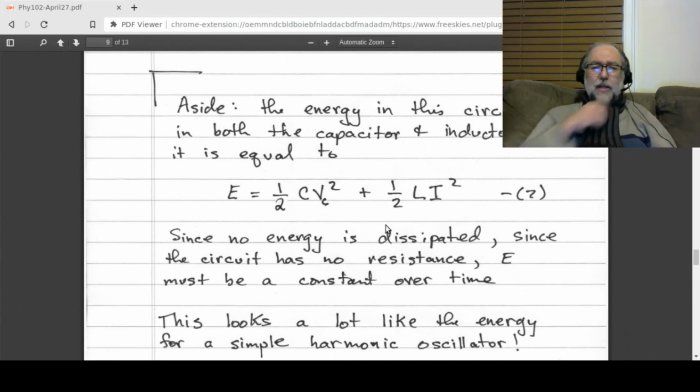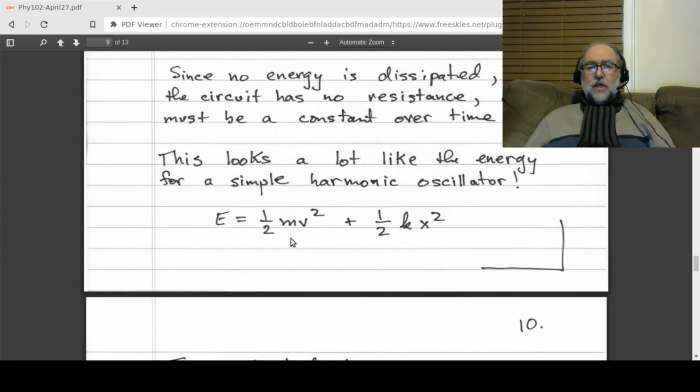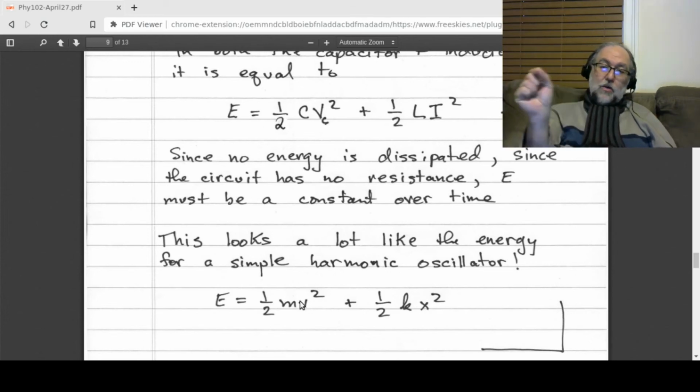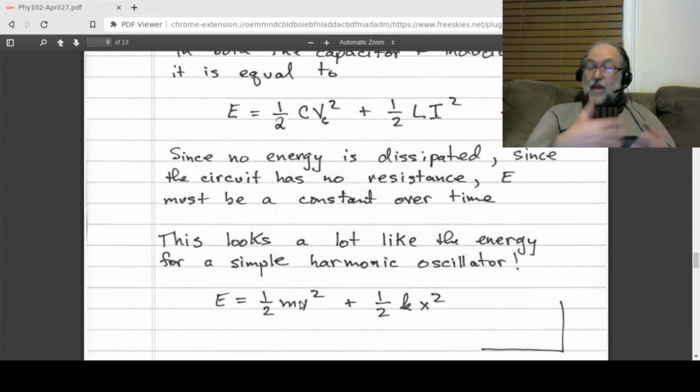And if you think about this a minute, that looks an awful lot like the total energy of a simple harmonic oscillator. Here you have the energy going back and forth between potential and kinetic as the oscillator oscillates back and forth. At the end points, it's all potential energy. In the middle, it's all kinetic energy. Well, it's the same thing here.